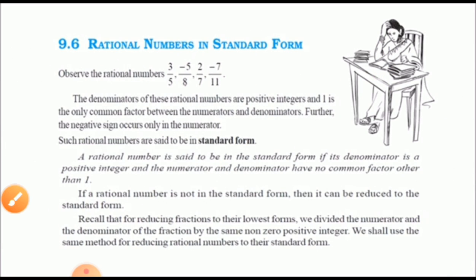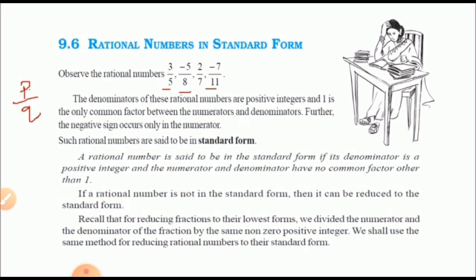Now, rational numbers in a standard form. Standard form is nothing but you should check: is it possible to simplify it or not? A rational number is said to be in the standard form if its denominator is a positive integer and the numerator and denominator have no common factor other than 1. Isn't it better? Yes.